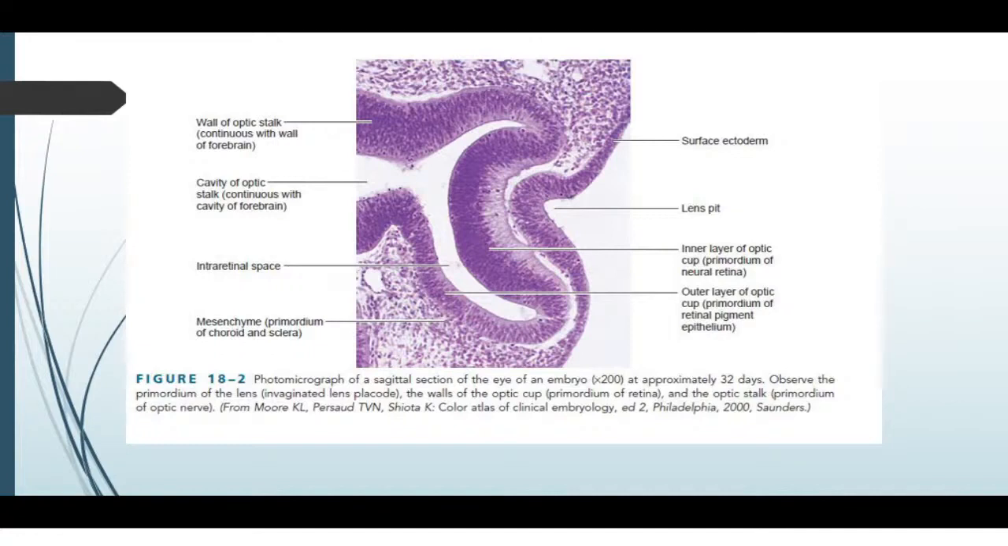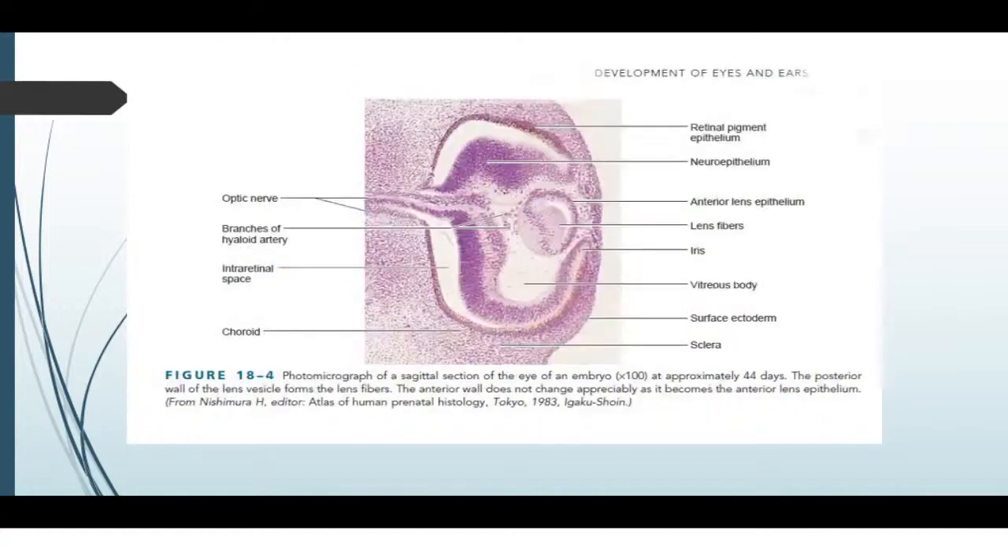But during transformation, these spaces, the cavity of the optic stalk and the intraretinal space, will disappear during the formation. For example, we see here the next stage. At 44 days of development, the retinal pigmented epithelium, the outermost layer, is very well visible. Innermost is the neural epithelium, the future nine layers of the retina. Next, the anterior lens epithelium and lens fibers, ordinary crystalline fibers.